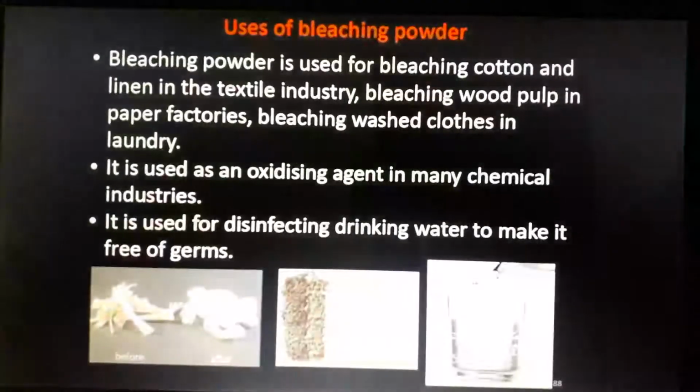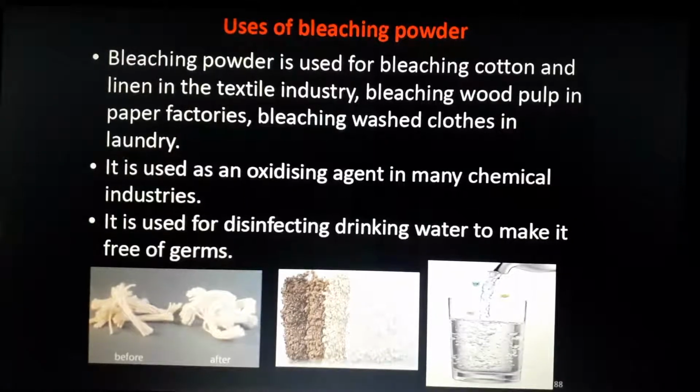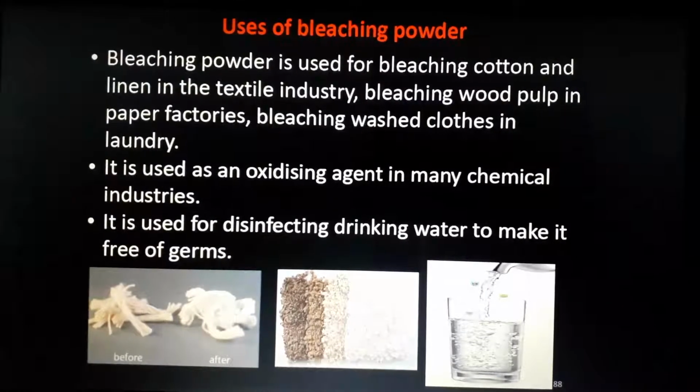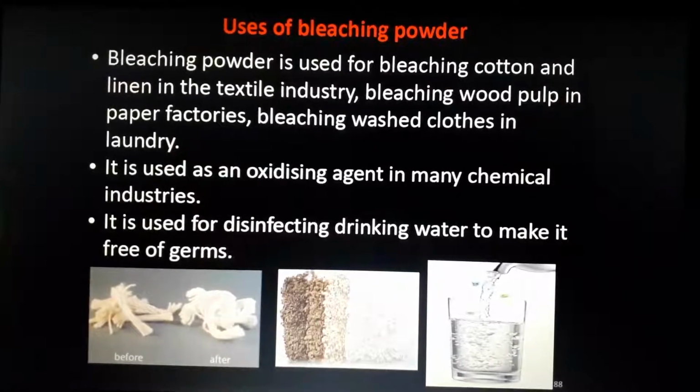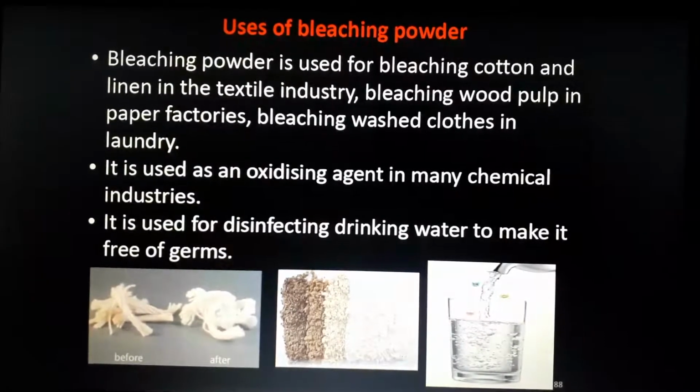Uses of bleaching powder, this is also important. For what all purposes are we using this bleaching powder? Used in bleaching cotton and linen in the textile industry, bleaching wood pulp in paper factories, bleaching washed clothes in laundry. So what is the importance of this bleaching powder? It will make that particular material pure white. Understand? Cotton, linen or paper, in the purest form, is very white in color.